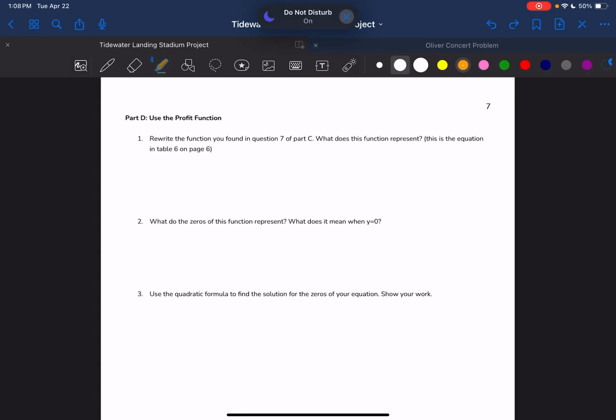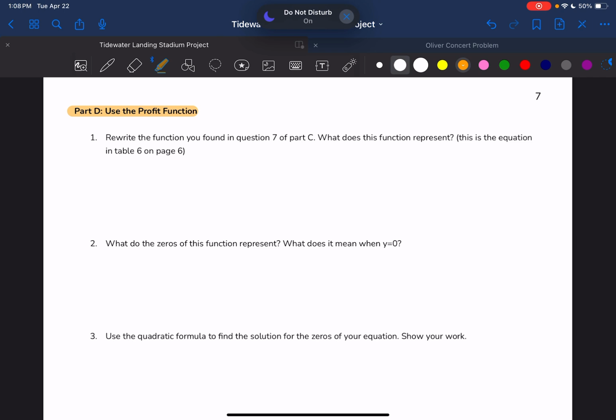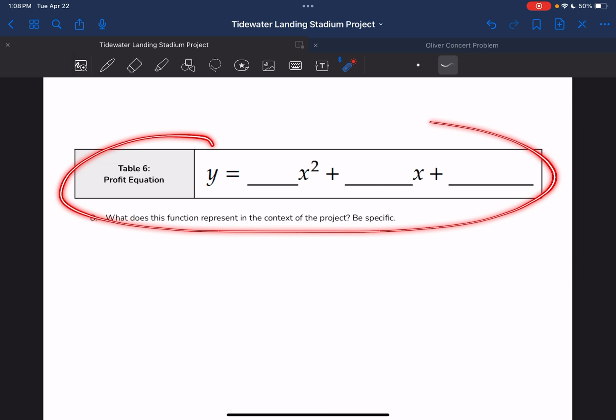I'm making this video to go over part D of the Tidewater Landing Stadium project. For this part, we're going to be taking the profit function that we made in part C. Everyone should have their own profit function.